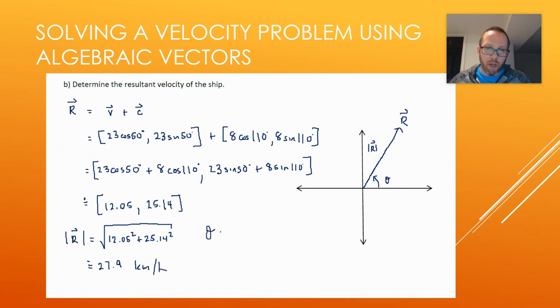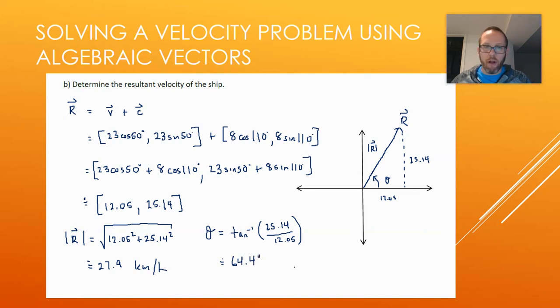And for the direction, we can just use inverse tan, right? Because that's about 12.05 in the x direction, 25.14. And so the angle is the inverse tan of 25.14 over 12.05. Let's do that. I got about 64.4 degrees. And so we've got it.